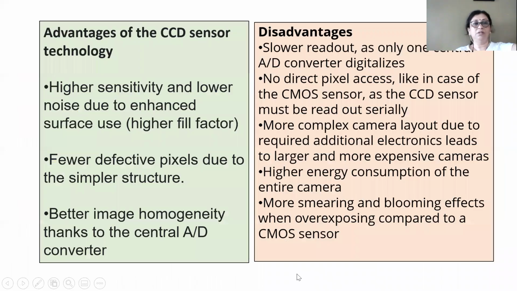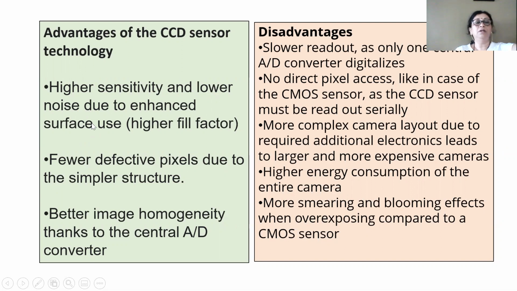Okay, now let us discuss advantages and disadvantages of CCD sensor. The most important advantage of the CCD image sensor is that it has higher sensitivity, okay, and lower noise.